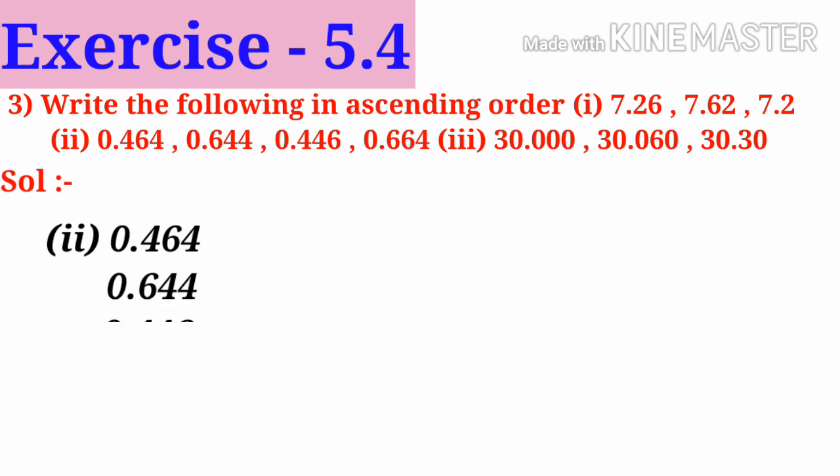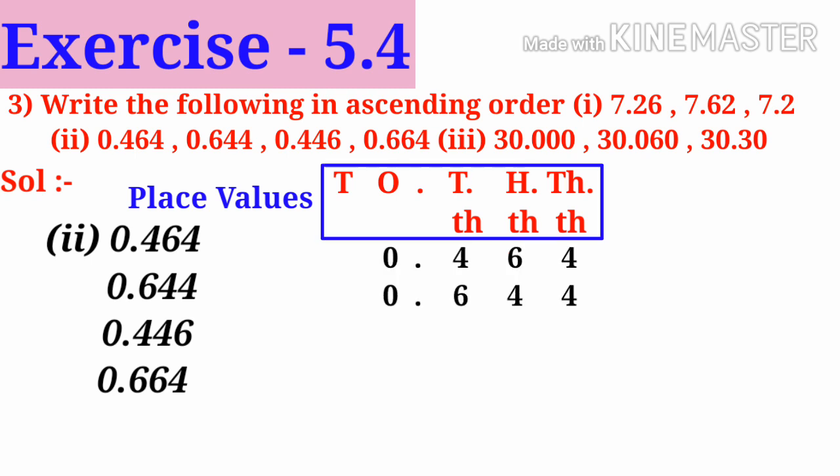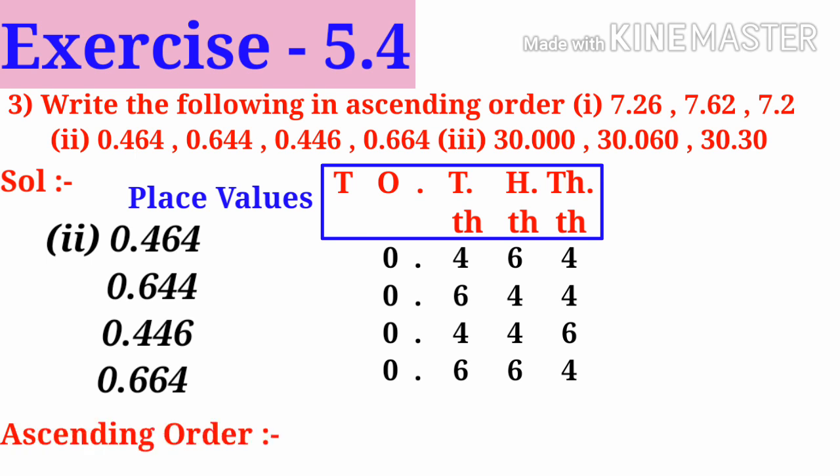Second problem: 0.464, 0.644, 0.446, 0.664. All are having same decimal places, so all are like decimals. So put them in their exact place values.